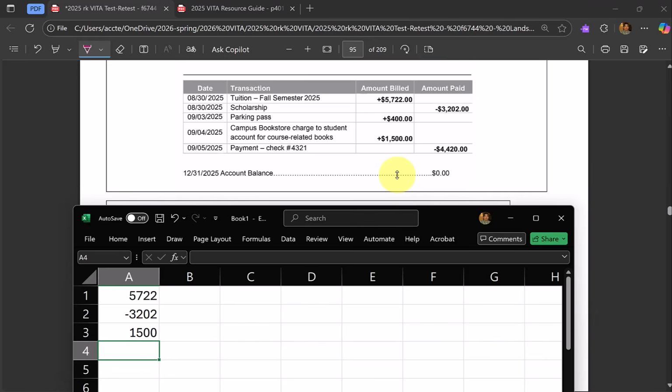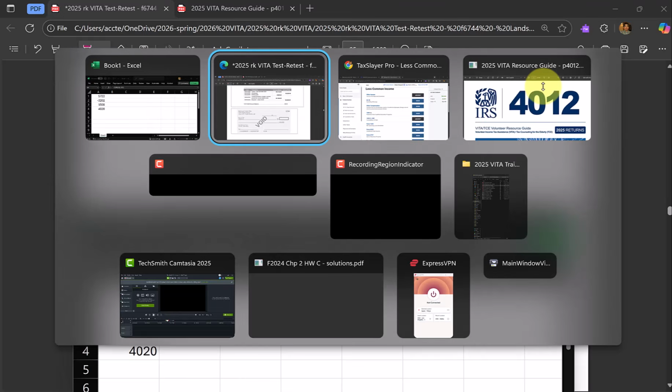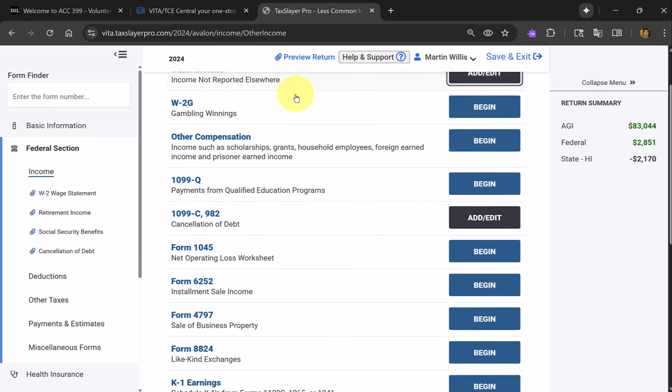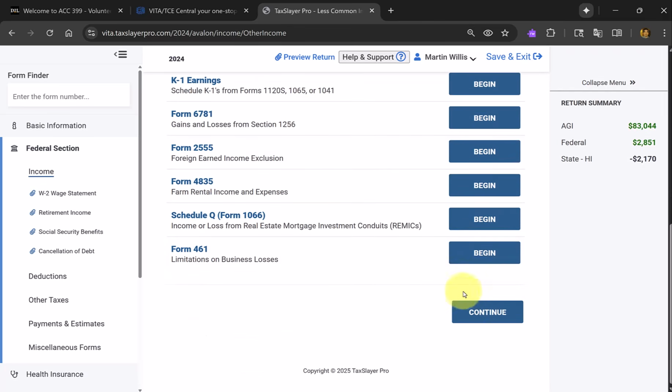So adding up the two costs and minusing out the scholarship, $4,020. Okay, so let's go find in the software where we enter that. We're done with income, yeah? I can click on continue and eventually we'll go to the deduction section. But let me just jump to deductions right here.